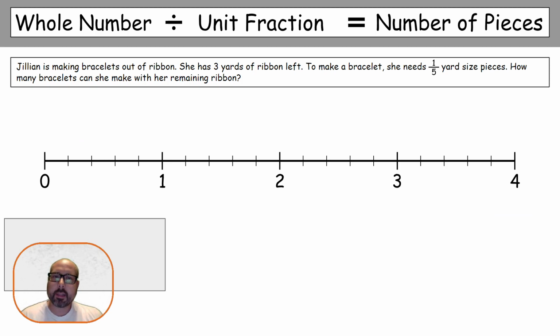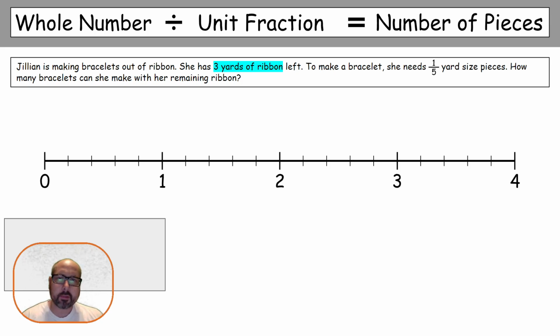Okay, so let's apply that to a number line. We can use a number line just like we did those models before, and also use a word problem. Jillian is making bracelets out of ribbon. She has 3 yards of ribbon left. To make a bracelet, she needs 1/5 yard size pieces. How many bracelets can she make with her remaining ribbon?